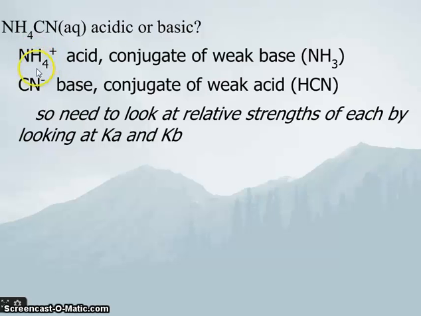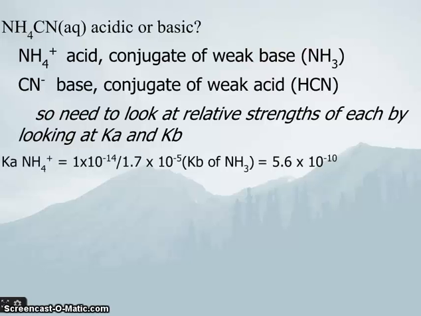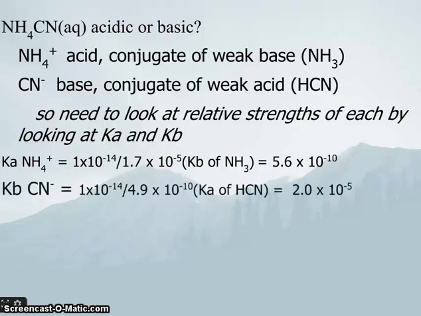So we need to know the Ka of ammonium ion and the Kb of cyanide ion. But we're not going to be able to find those, but we can find the Kb for ammonia and the Ka for hydrogen cyanide. These are table values. So the Ka for ammonium ion is 1.0 times 10 to the minus 14, so Kw, divided by the Kb of ammonia, so we get 5.6 times 10 to the minus 10. The Kb of cyanide ion, take Kw divided by the Ka of HCN. Again, these are table values. So 2.0 times 10 to the minus 5.